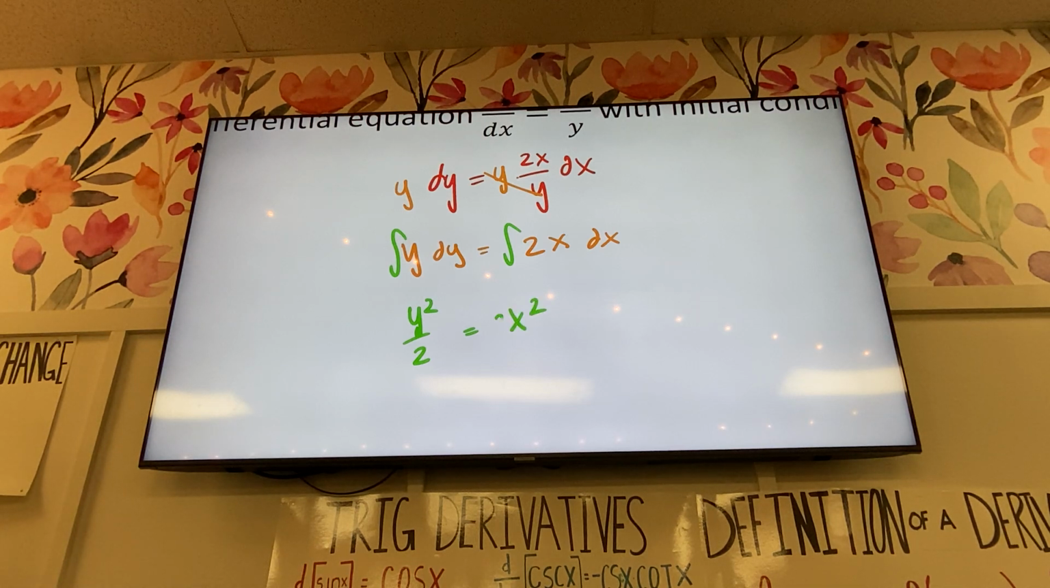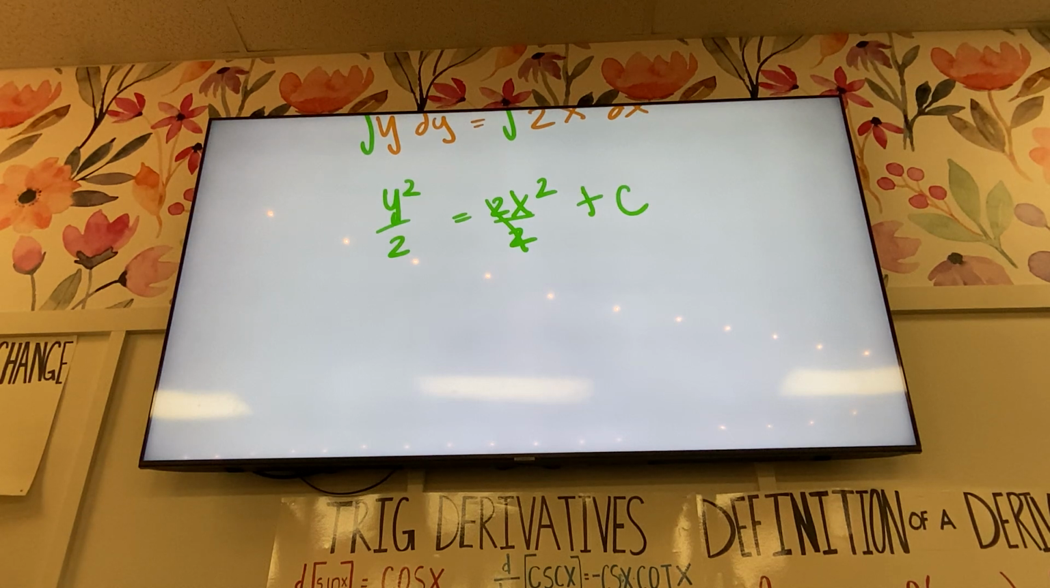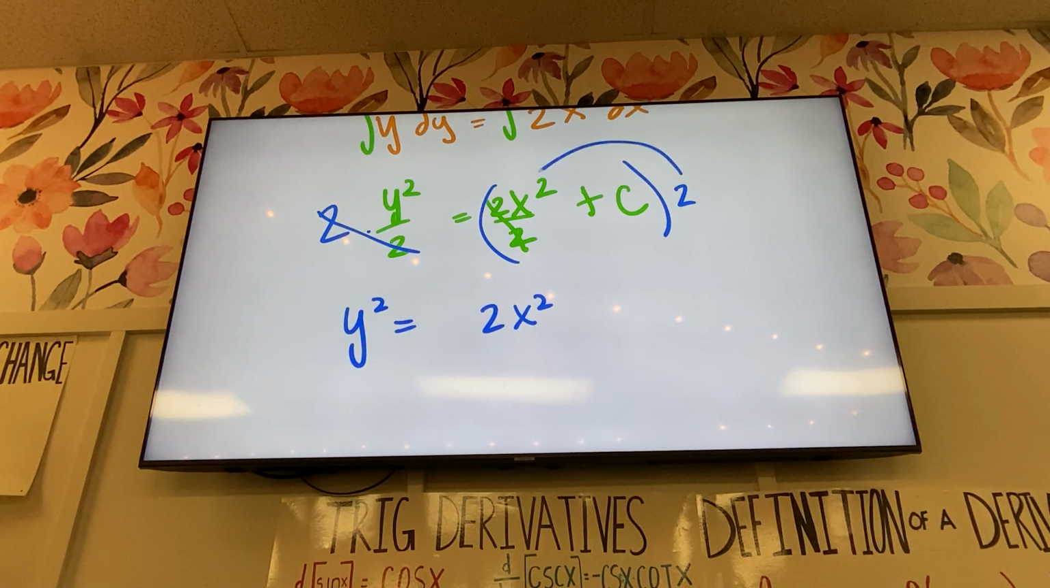And then plus c. Now, I'm not finding c yet because the directions told me I need to solve for y. So if I want to get y by itself, what do I do? Multiply by 2, and I'm going to multiply this whole side by 2. So I get y squared equals 2x squared, because 2 times x squared, and 2 times a constant is still going to be a constant.